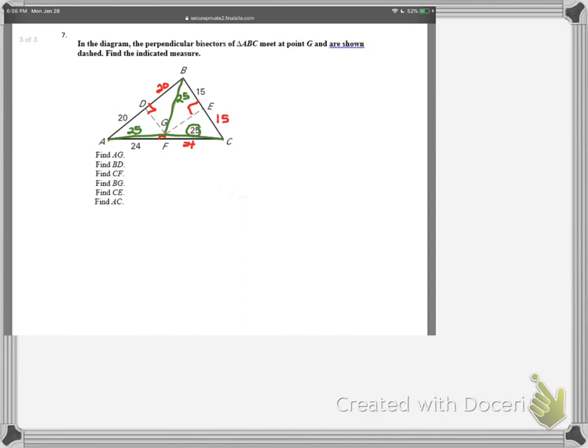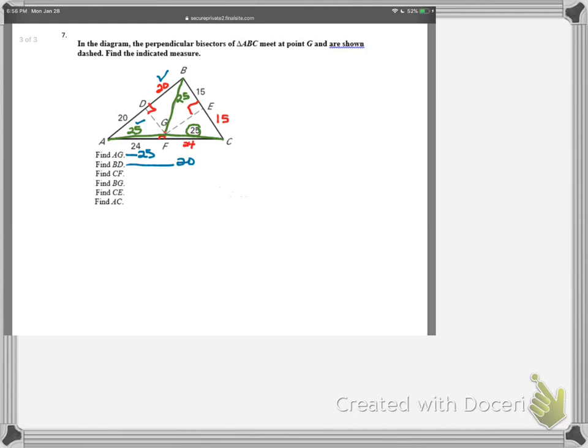All right, so look at the question now. Find AG. AG is from angle A to the point where the bisectors intersect. That is 25 because that's a green line. So AG is 25. Next, find BD. BD is on the outside of the triangle. It's a segment that was bisected, and I know that that value is going to be 20 because it's right there. So far I have these two used.